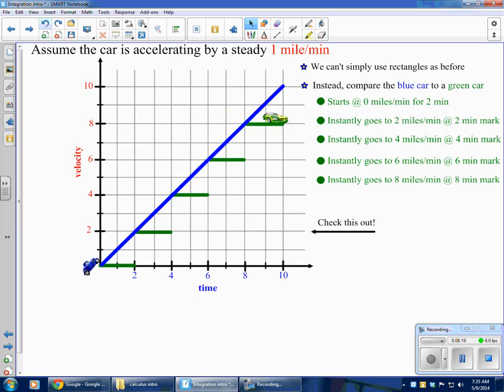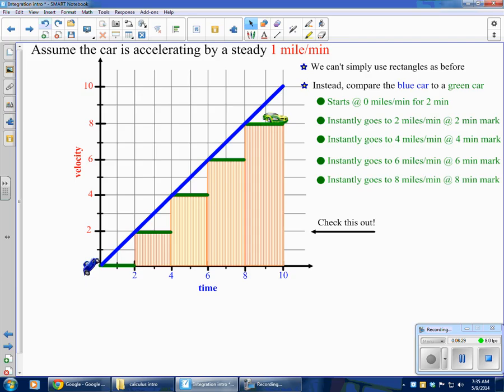every 2 minutes. Well, if we find the area underneath the green, and really there is no rectangle here, then we have an estimation of the area underneath the blue.